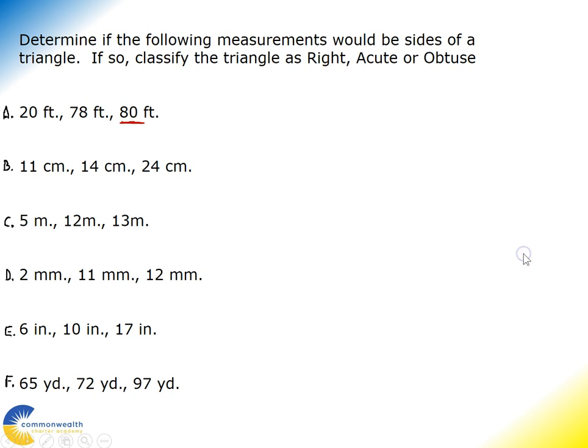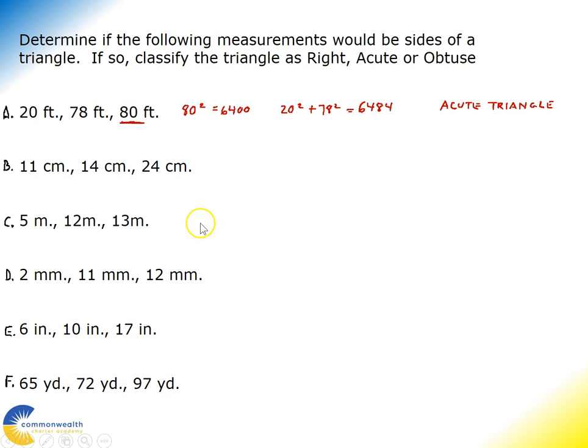So for this one here, I'm choosing the biggest side to be 80. I can see that 20 and 78 added together is certainly bigger than that, so it definitely is a triangle. 80 squared is 6,400. When I do 20 squared plus 78 squared, I get 6,484. So the Pythagorean theorem isn't being followed. The sum of the squares of the two smaller legs is bigger, so that's an acute triangle.